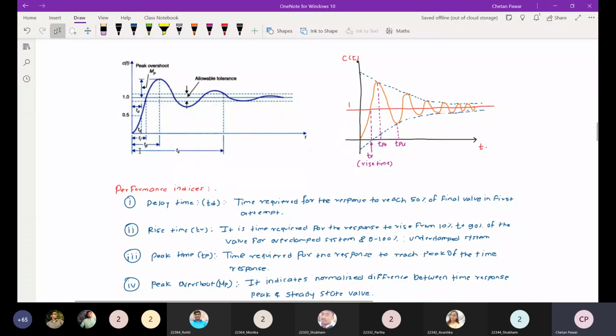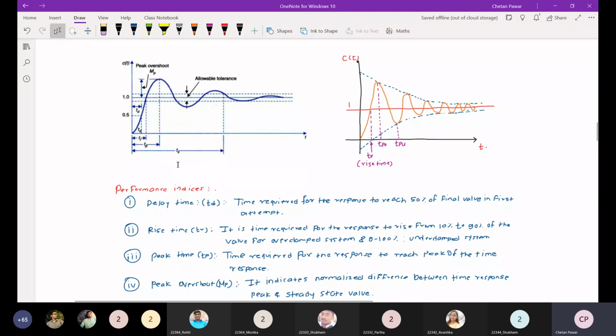Then there is the concept of peak time. Here you can see the oscillatory response. There are some peaks in this output response. TP is the time required to reach that particular peak. Here you can see this is the peak value. At this TP point, the response is reaching its peak.